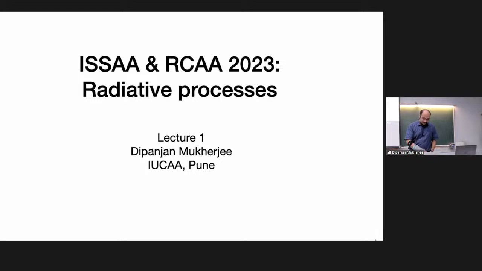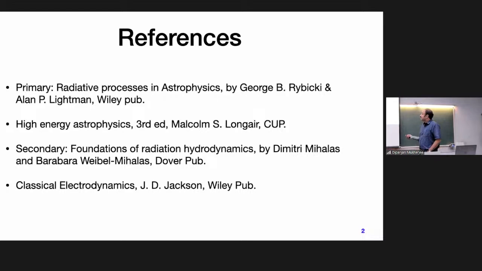In terms of textbooks, the primary textbook we use for this subject is Radiative Processes in Astrophysics by Rybicki and Lightman. This is there in the library, and you would want to have a look at it. Chapter one, called Radiative Transfer, is what I will be focusing on in today's lecture. There's another very nice book by Malcolm Longair called High Energy Astrophysics. It comes in different versions, one with part one and part two, and one with everything combined together. Longair's book is very helpful if you want to study the different mechanisms of radiative emission processes.